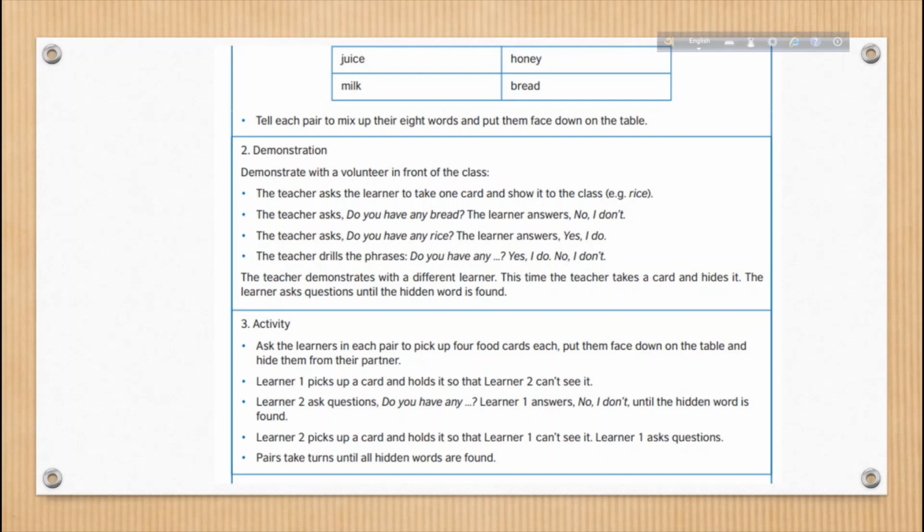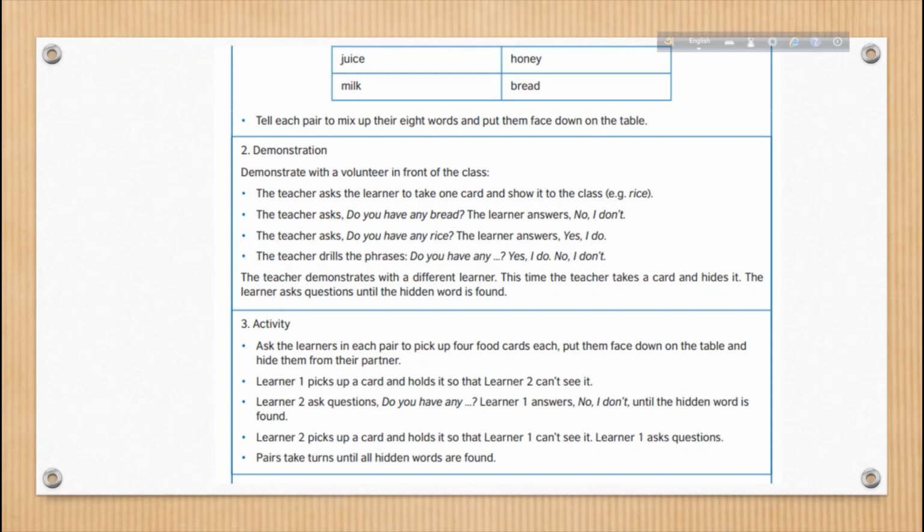The teacher will demonstrate it. The teacher asks the learners to take one card and show it to the class. The teacher asks, do you have any bread? The learner answers, no, I don't. The teacher asks, do you have any rice? The learner answers, yes, I do. The teacher drills the phrase: do you have any? Yes, I do. No, I do not.